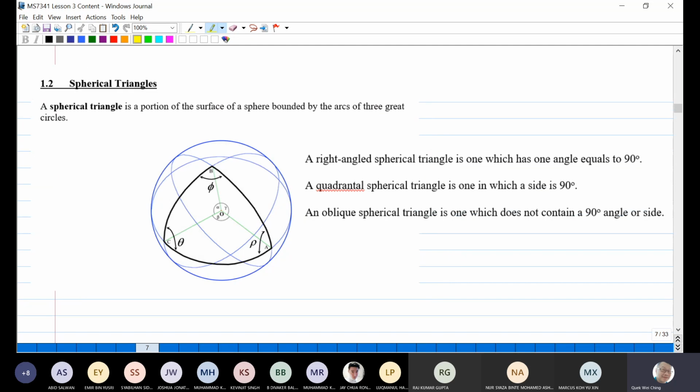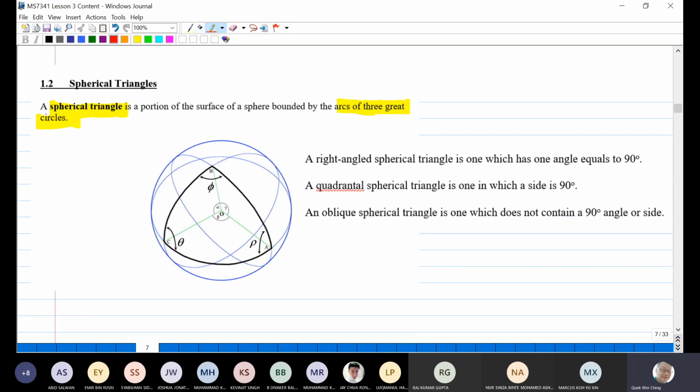Now we're going to talk about the spherical triangle. What is a spherical triangle? A spherical triangle is a portion of the surface of the sphere formed by arcs of three great circles. For example, what you can see is a spherical triangle on the diagram. So there are three great circles there.